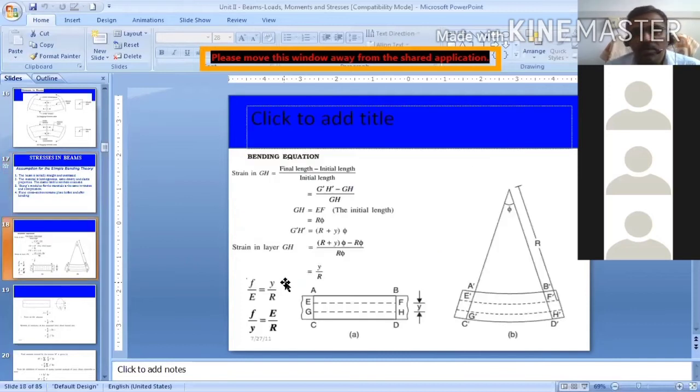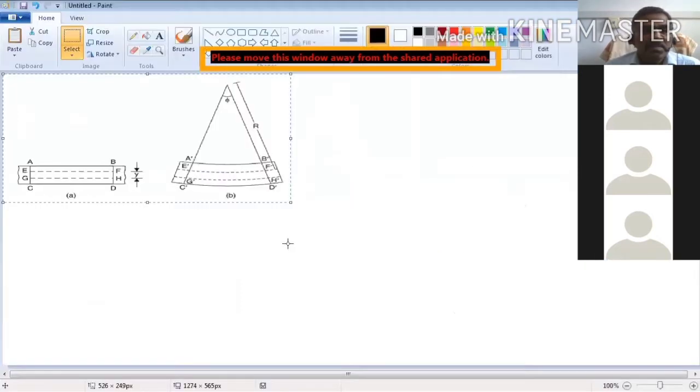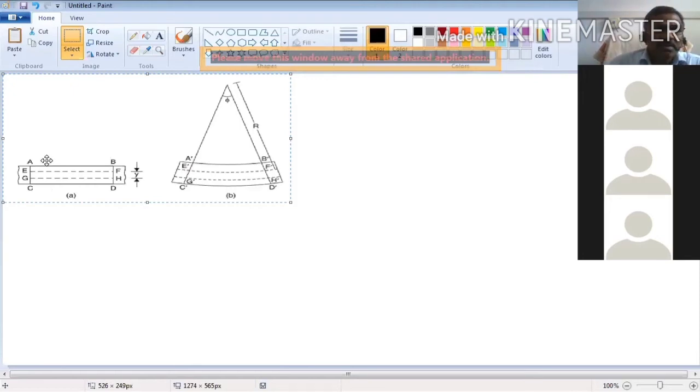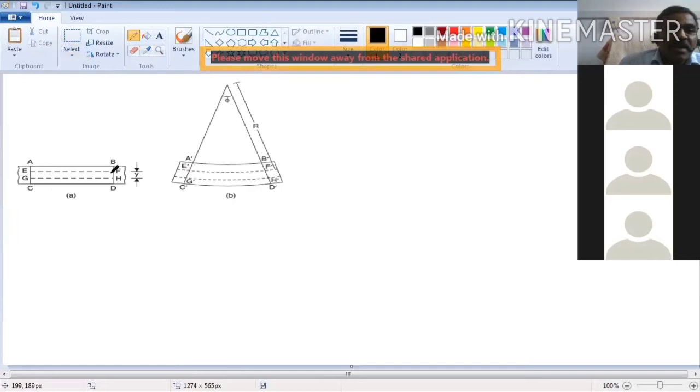Now a small derivation. Say this is a beam before the bending moment is applied. After the bending moment is applied, it bends like this, right? Now we are taking two axes. One is EF. You assume that EF is the neutral axis.